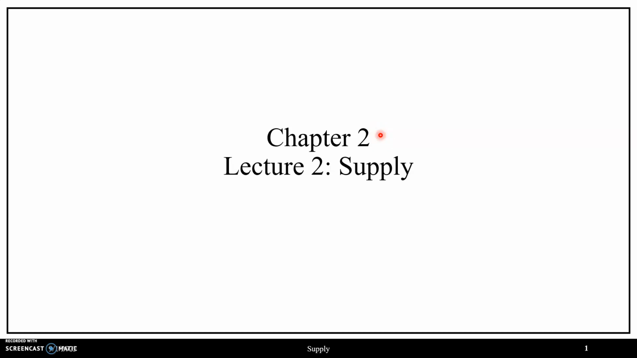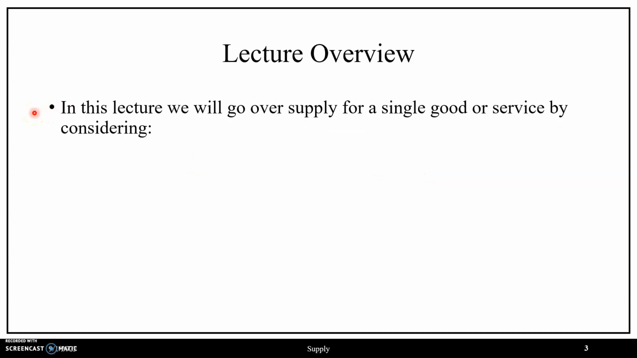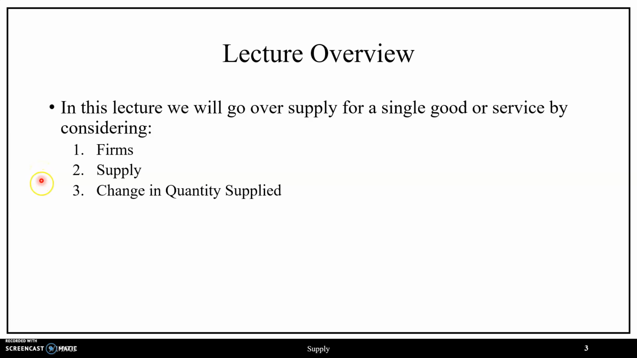In this video, we continue our discussion on Chapter 2, in which we go over supply, whereas in our last video we went over demand. In today's video, we will go over supply for a single good or service by recalling our firms, to then develop supply, and then conclude by distinguishing between a change in quantity supplied from a change in supply.